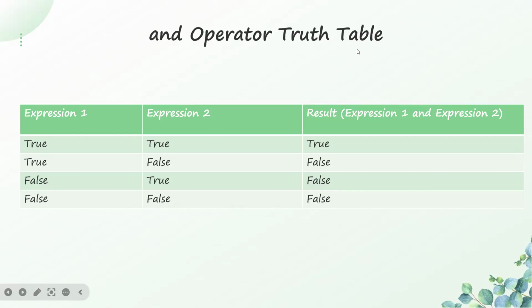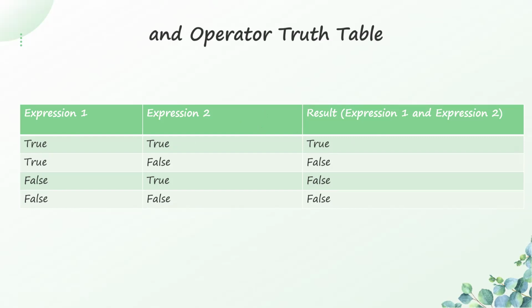So you can see that in this truth table of the AND operator, the only time you will get true is when both expressions or both conditions are true. That's when you get true. So this would guide you. When you're working with the AND operator, once any of the conditions is false, the result will be false. Once any of them is false, the result will be false. But if both of them are true, yeah.